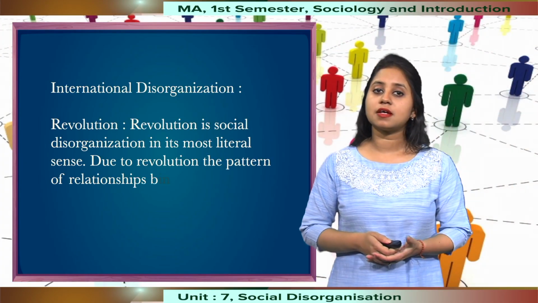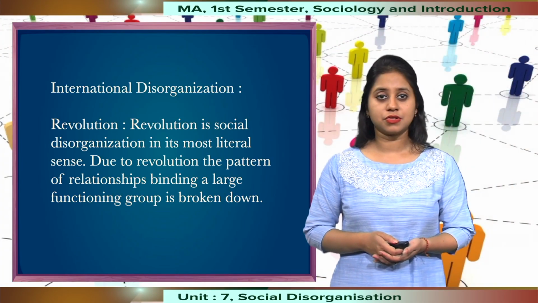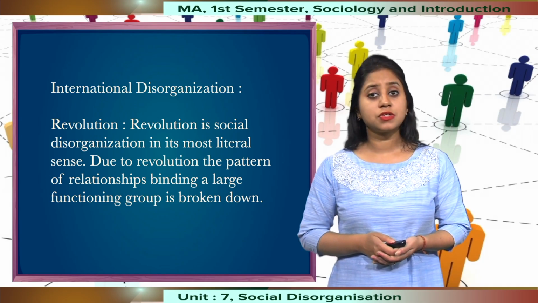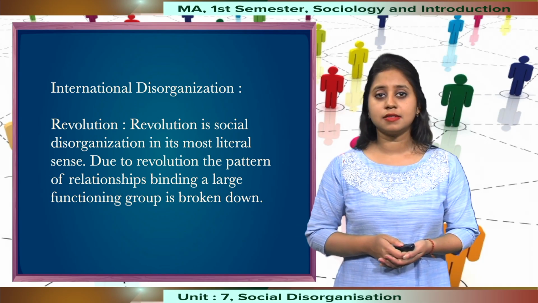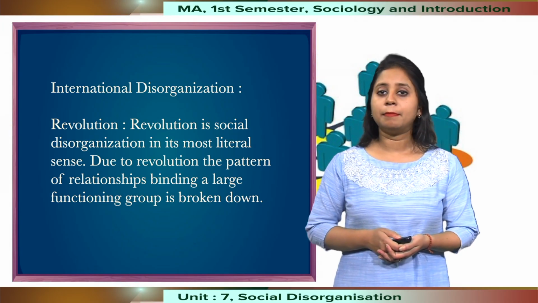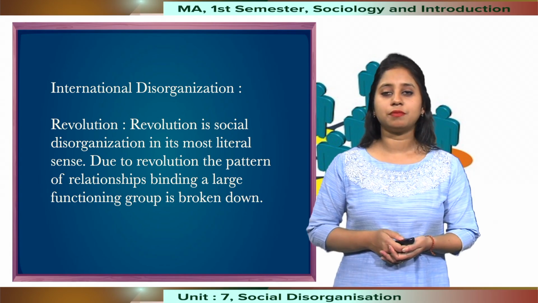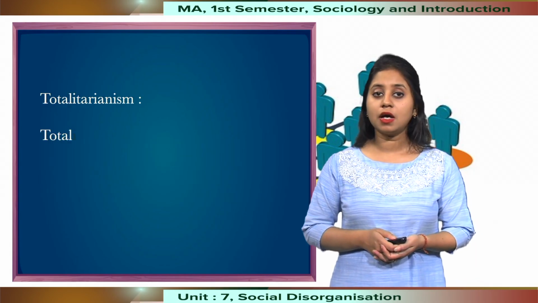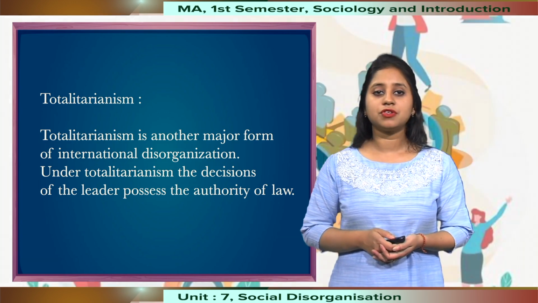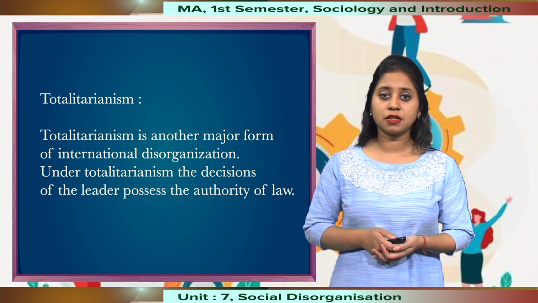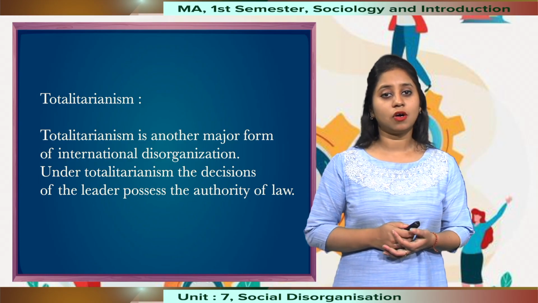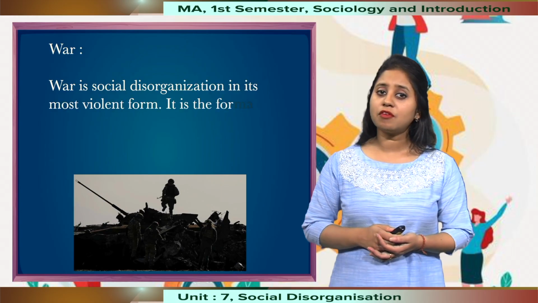Now let us discuss international disorganization. Revolution. Revolution is a social disorganization in its most literal sense. Due to revolution, the patterns of relationship binding a large functioning group are broken. Then we have totalitarianism. Totalitarianism is another major form of international disorganization under which the decisions of the leader possess the authority of law. Then we have war.